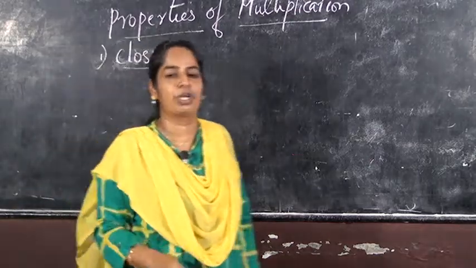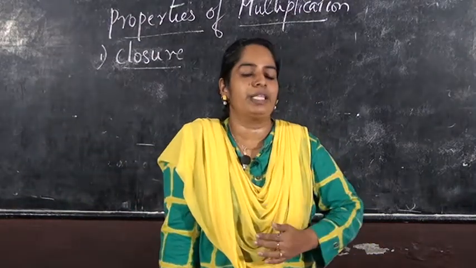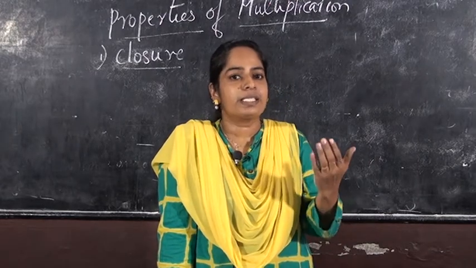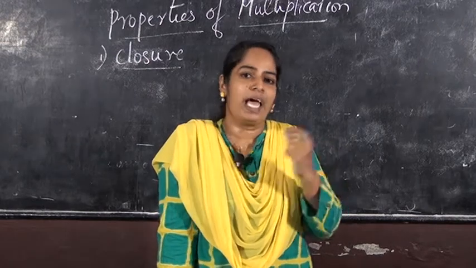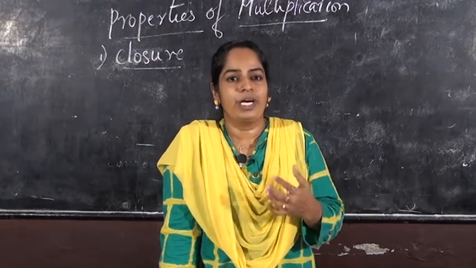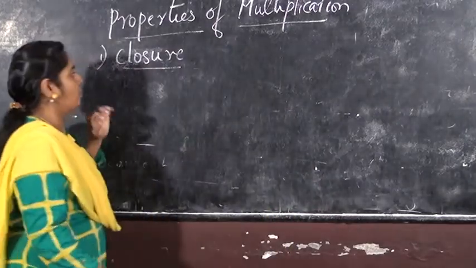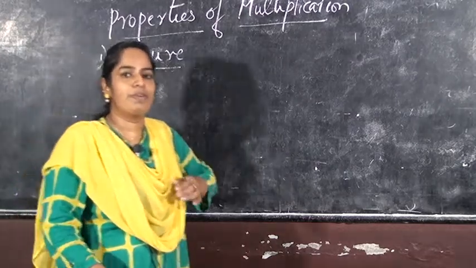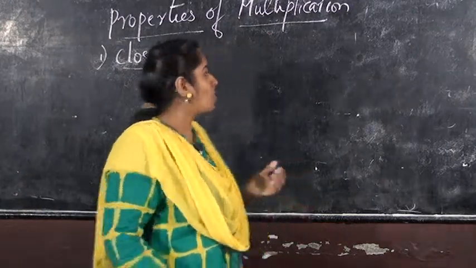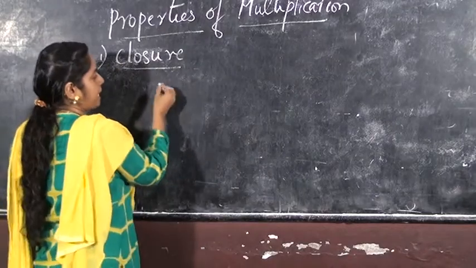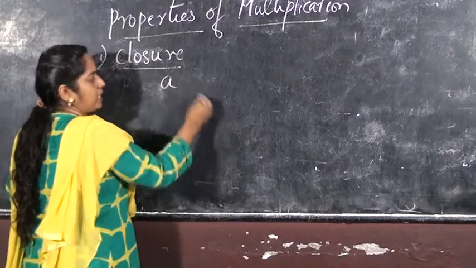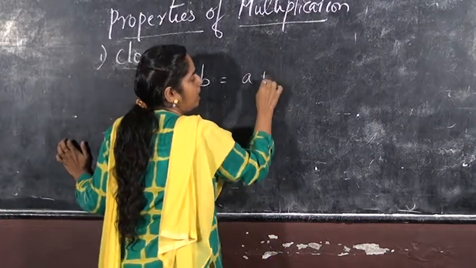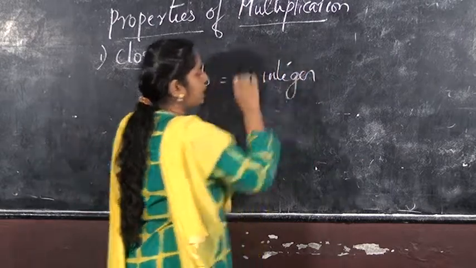Yesterday we studied the closure property, isn't it? For addition, we studied that a plus b is an integer. So here also, when we multiply an integer with another integer, we will get another integer itself. Okay, so this is the closure property.